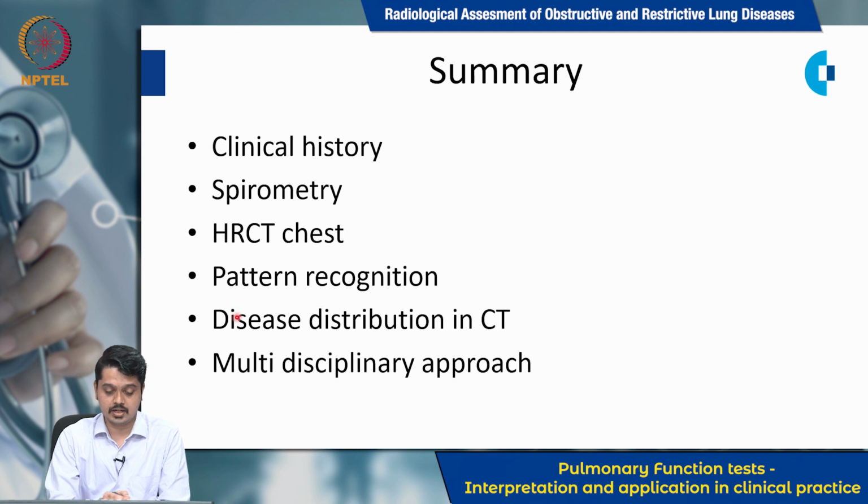Disease distribution in CT helps us to come to a conclusion. Posterior zone involvement and upper zone involvement are more in favor of sarcoidosis, lower zone involvement is more in favor of idiopathic pulmonary fibrosis, peripheral involvement can be seen in NSIP and UIP pattern, parahilar involvement can be seen in sarcoidosis, and subpleural sparing is a characteristic feature seen in NSIP, not in UIP.